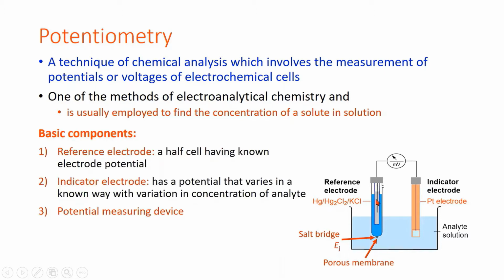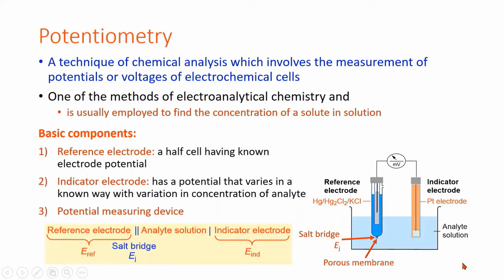Basic components are reference electrode, indicator electrode, and potential measuring device. This is a reference electrode. Then there is a salt bridge, and the analyte solution in contact with the indicator electrode. E cell is given by E cathode minus E anode. In this session, we will be discussing the indicator electrode.